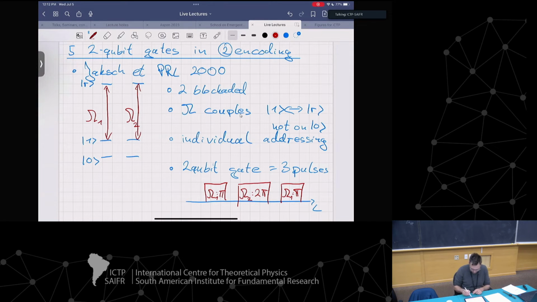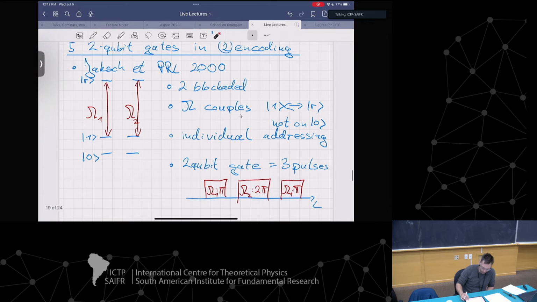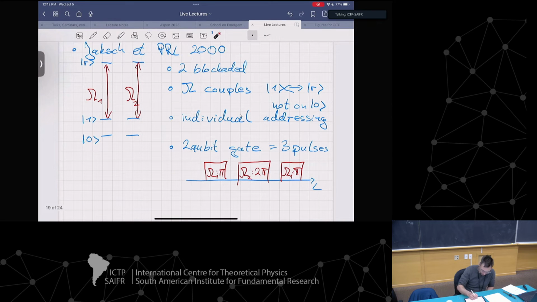You realize here on omega 1, we have a pi pulse first and then a second pi pulse. So together that's also 2 pi. Because at the end of the gate, you always want to be back in the ground state. These are your good qubit states. You never want to leave anything in the Rydberg state. You just want to use the Rydberg state to do this gate. And this is the gate. And let's see why this is a gate.